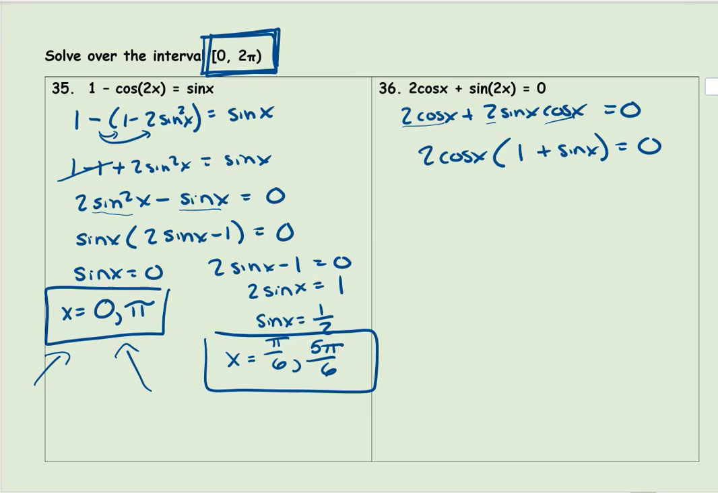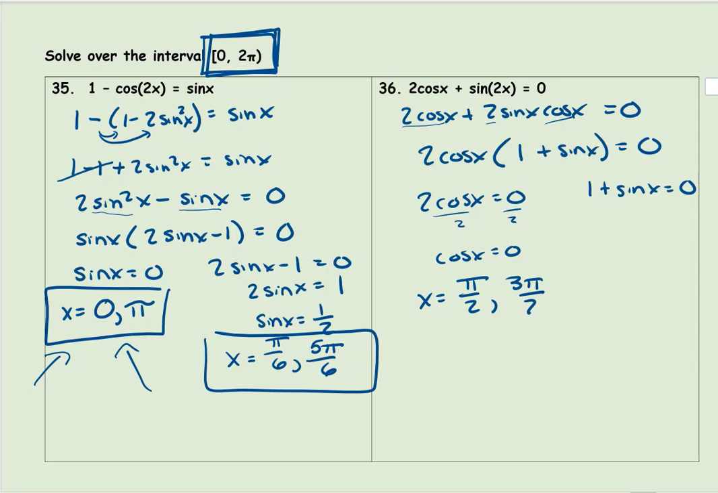Using our favorite property again, we're going to split that up. We have 2 cosine of x is equal to 0, and 1 plus sine of x is equal to 0. I'm going to divide both sides by 2 here, and I get cosine of x is equal to 0. Cosine of x is equal to 0 2 times on the unit circle, and that is at x is equal to pi over 2 radians and 3 pi over 2 radians.